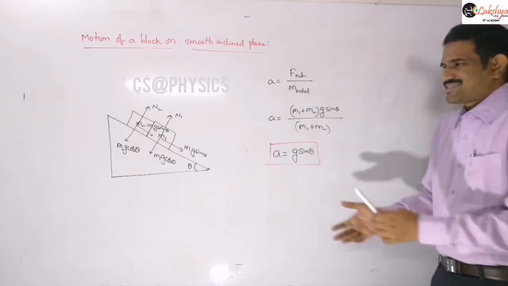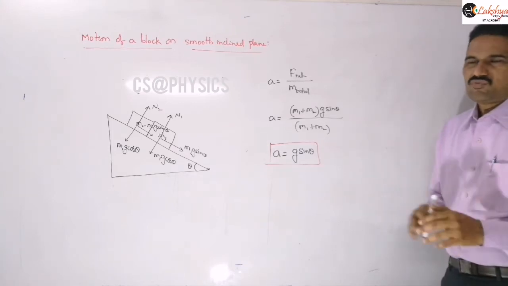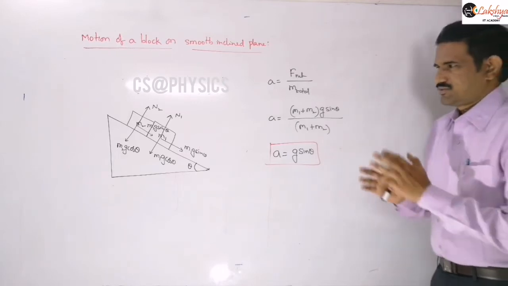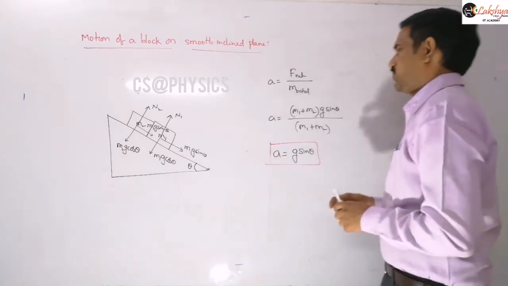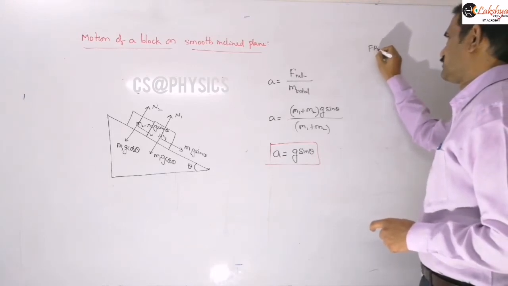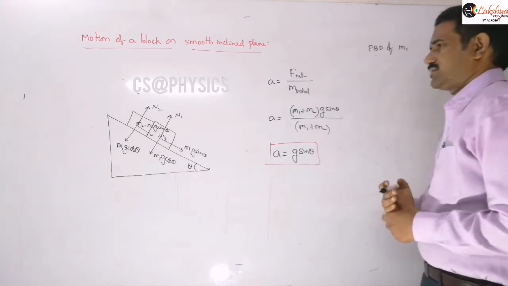Once this acceleration is calculated, you can take the free body diagram of any one of the blocks, either m1 or m2, so that you will get the contact force between those two blocks. Now I am taking the FBD of m1.